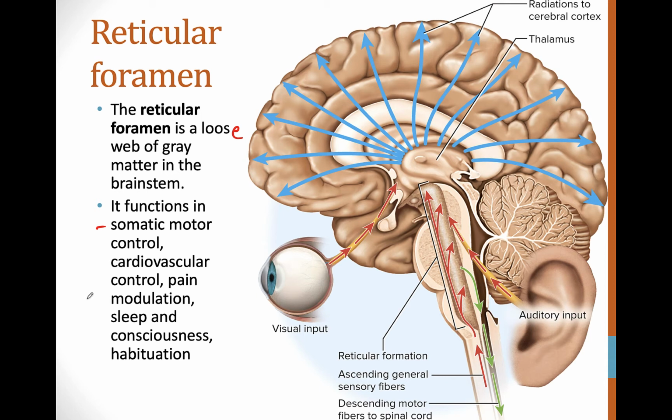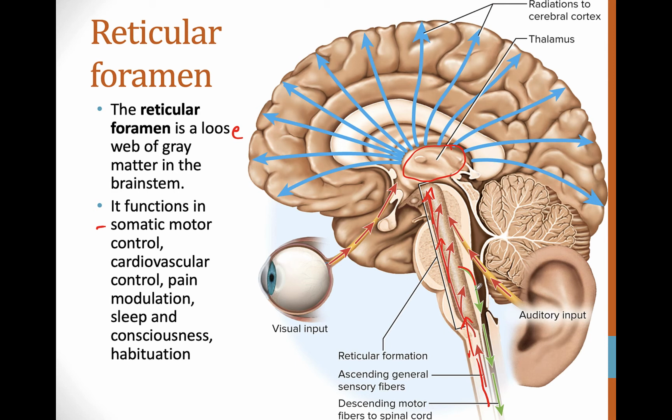That's what habituation is. And so you can see this reticular formation starts in the brainstem, comes all the way up through the medulla, through the pons, through the midbrain, and then relays information up here to the thalamus. And then the thalamus is going to relay that information to the rest of the cerebrum.